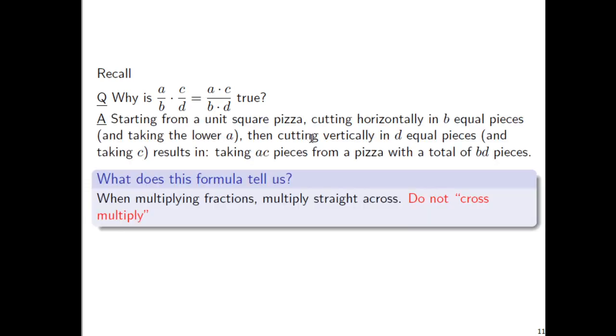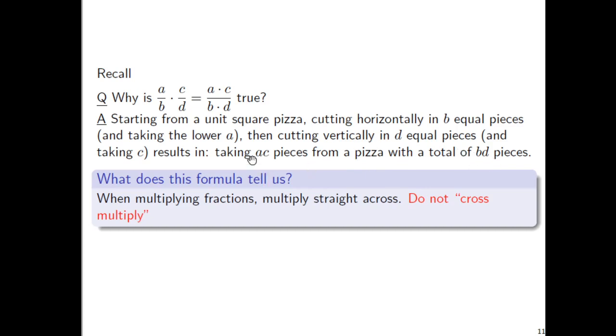It did a lot, but just as a reminder, starting from a unit square pizza, if you cut horizontally in b equal size pieces and you take the lower a of these b pieces, then you cut vertically in d equal size pieces and you take c of those d, this results in taking a times c pieces of pizza from a pizza that has a total of b times d pieces.